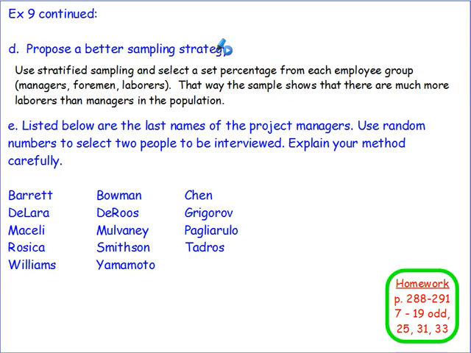So listed here are the names of the project managers. Okay, so these are our 14 managers. Use a random number to select 2 people to be interviewed. Explain your method carefully. So to randomly select just out of this group of 14, we have to number each one of them. So I would just number alphabetically 1 through 14. So Barrett, then Bowman, then Chen, so on and so forth.